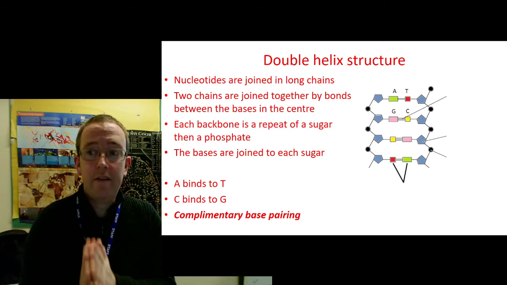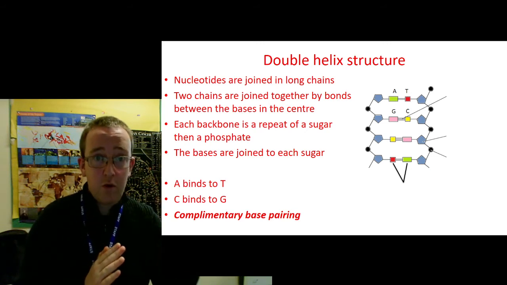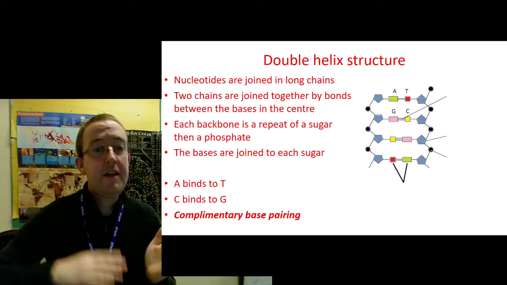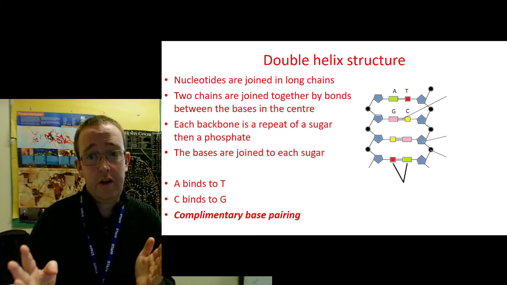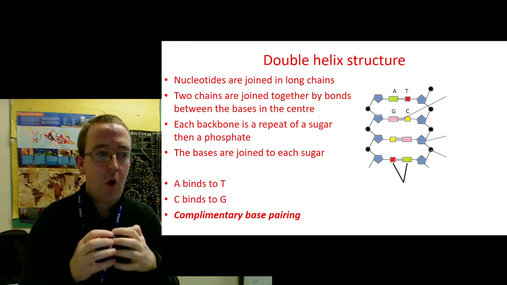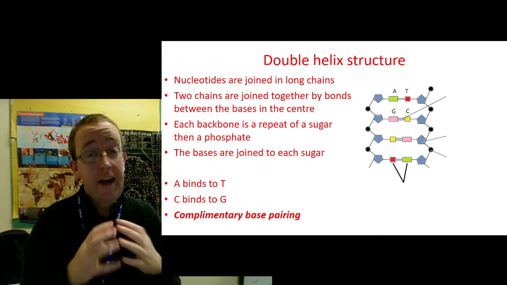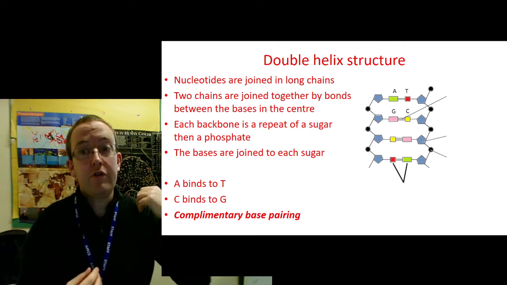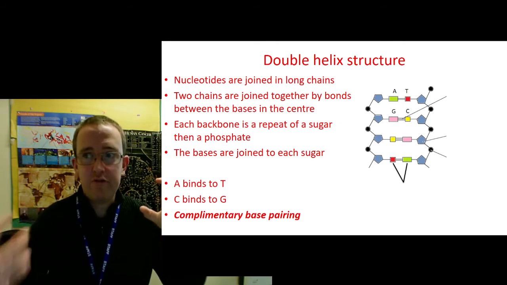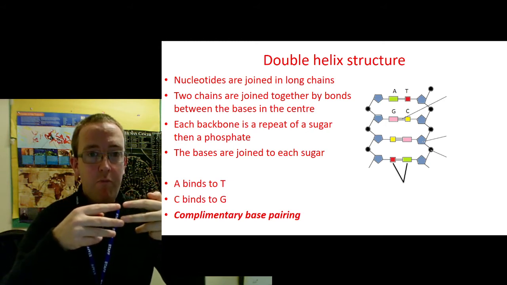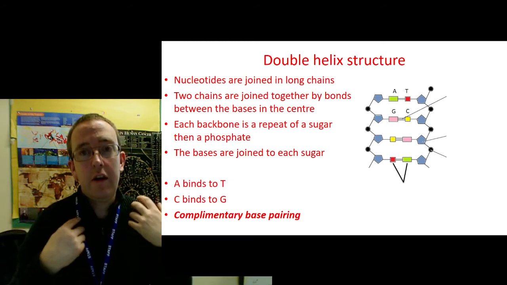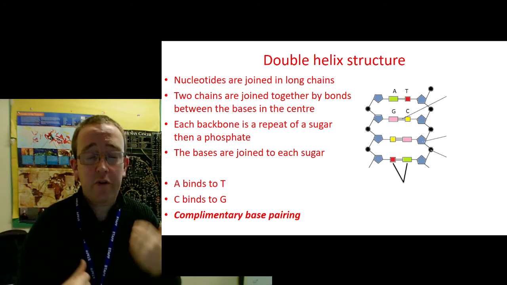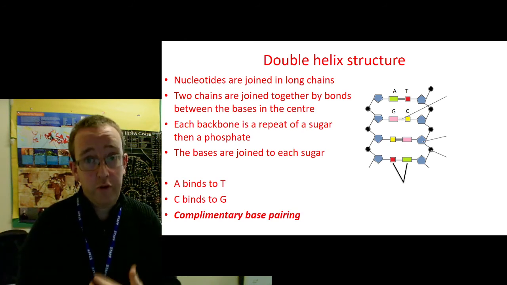And you are expected to know that if there's an A on one strand, there's a T on the other strand. If there's a C on one strand, there's a G on the other side. Okay, we call this complementary base pairing, and like anything else in biology, it's due to shape. So the shape of the A is complementary to the shape of the T. The number of bonds they form is equal and the shape fits. Like everything in biology, like enzymes or anything else, the shape is what's important.